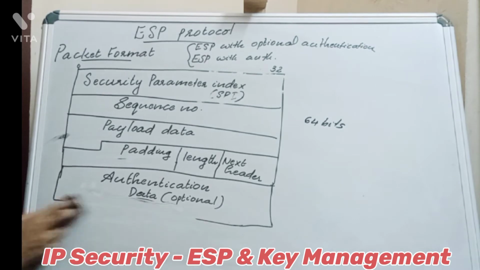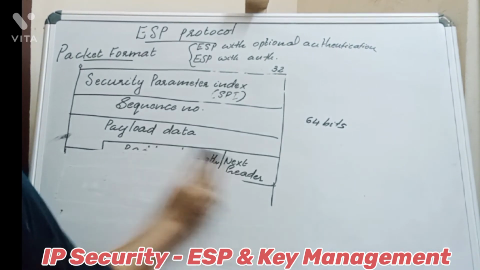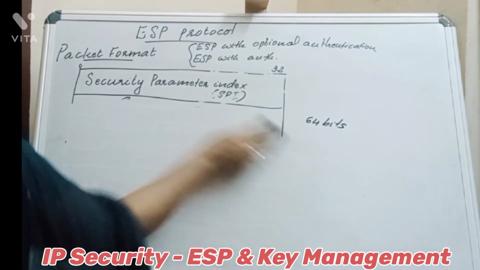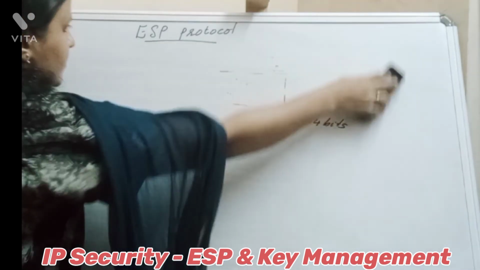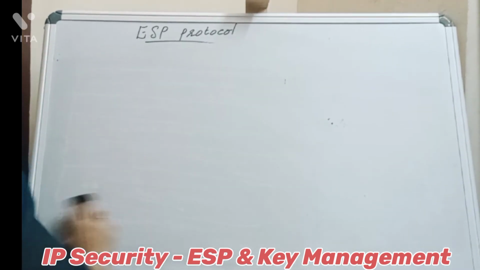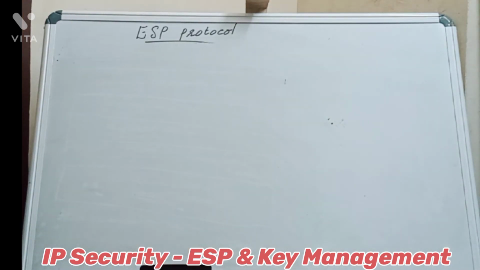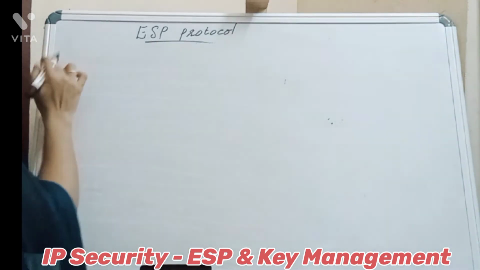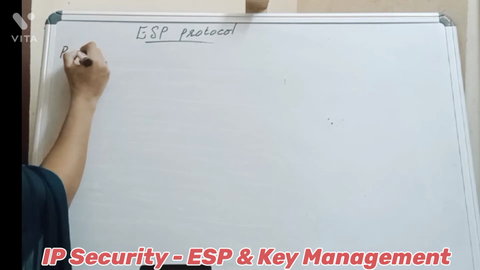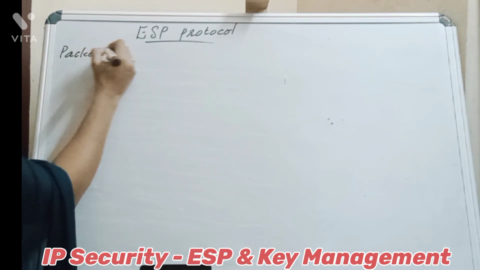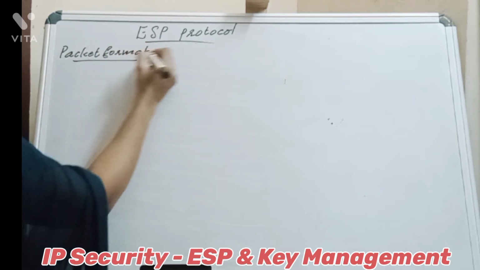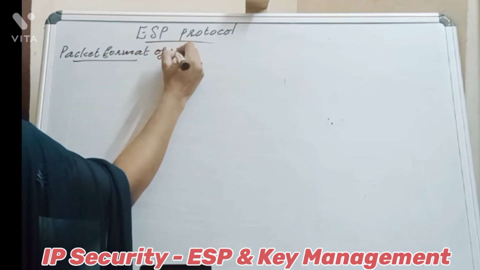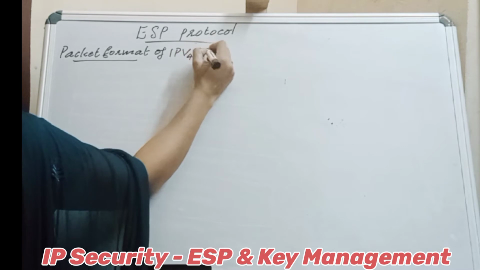Next we'll see the different modes, transport mode and tunnel mode. First, we'll see the packet format of IPv4 and IPv6.